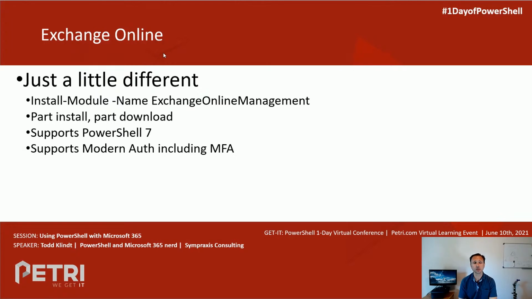The EXO version 2 module is out. It's still a little bit different. You can install it. It does have a local footprint, but it's only enough to get connected. And then when you get connected, it downloads some other things. It does support PowerShell 7, and it does support modern authentication. So it understands when you try to connect, if you need MFA, it will do all the prompts. Again, that makes it tough for automating things, but it is your friend.